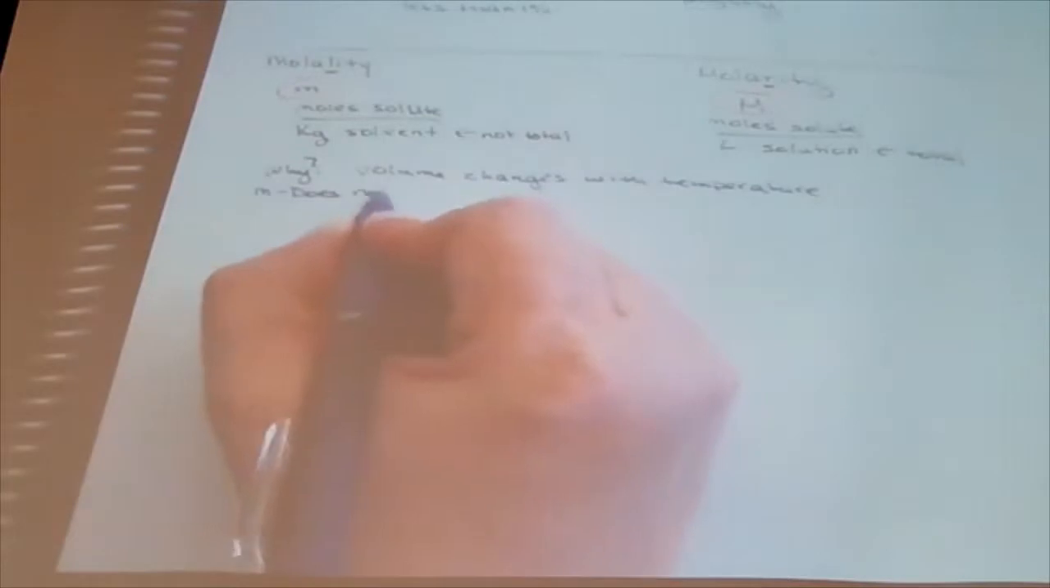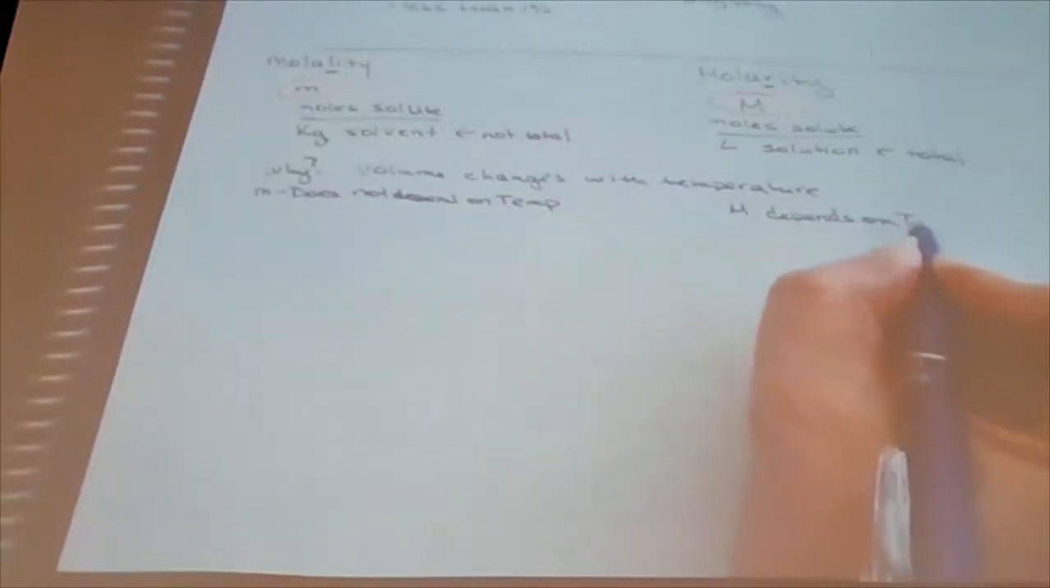So molality does not depend on the temperature. Molarity depends on temperature. So this allows us to be a little bit more precise.